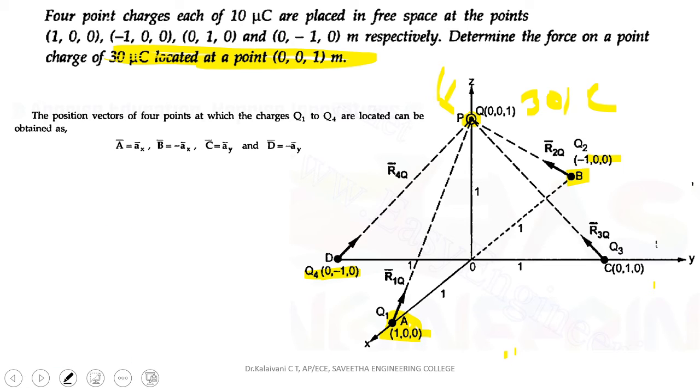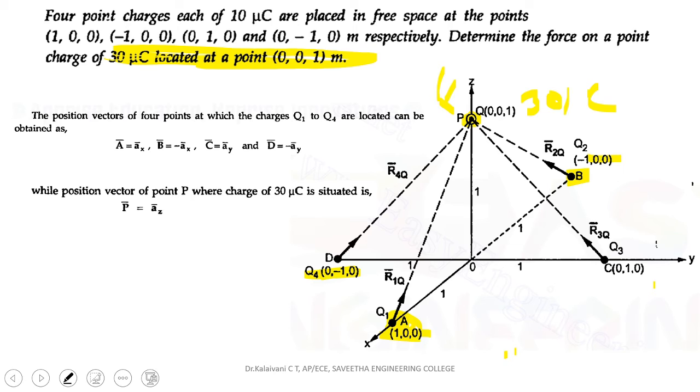So we will convert all the points to vectors. We have taken the four charge positions as A, B, C, D, and this is point P. The A vector is only along the x-axis, so ax vector. Then minus ax vector, ay vector, and minus ay vector. The position vector of the point P where the 30 microcoulomb charge is situated: x is 0, y is 0, z is 1, so P is equal to az vector. We have got all four vectors and P.